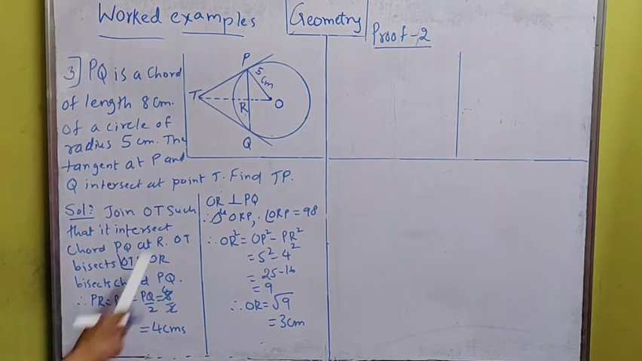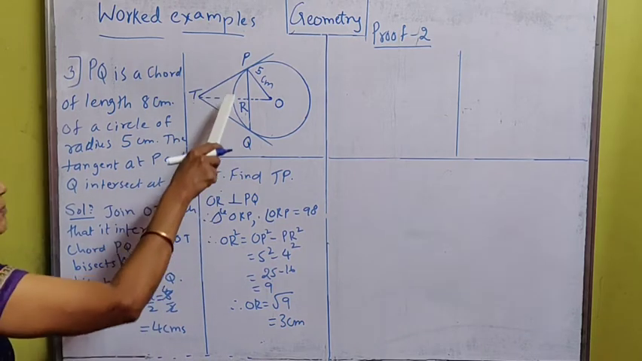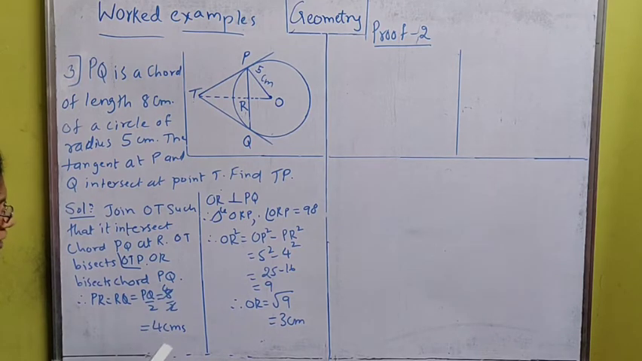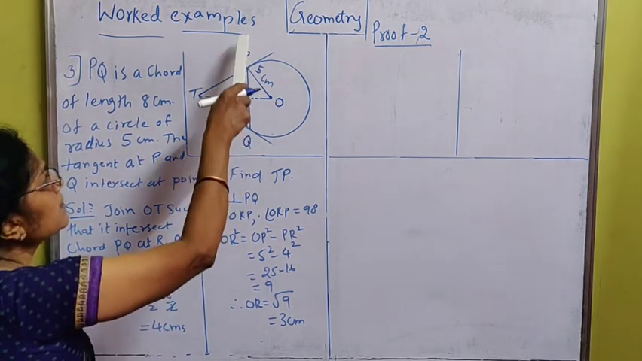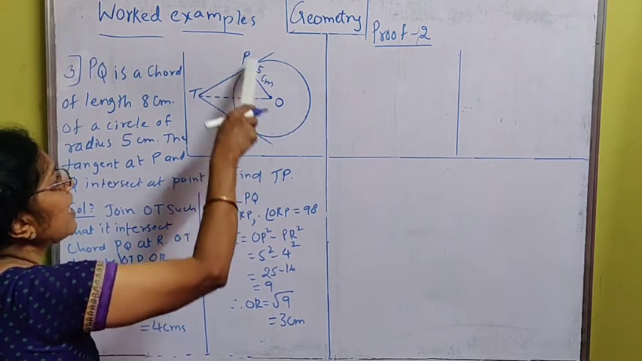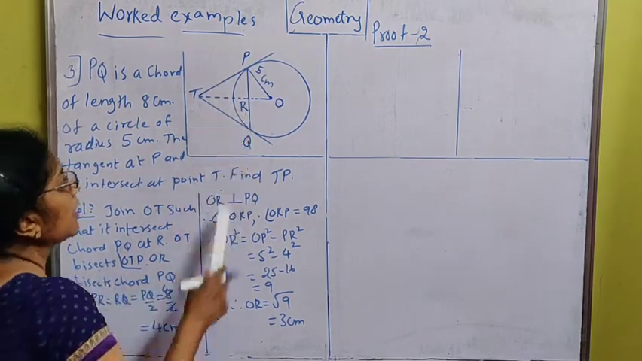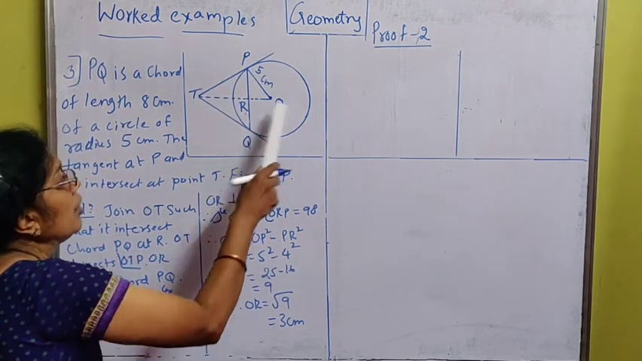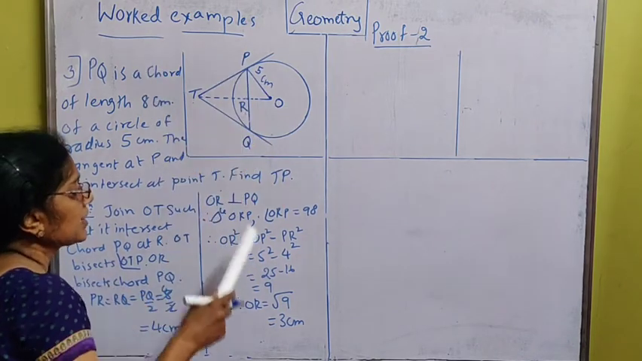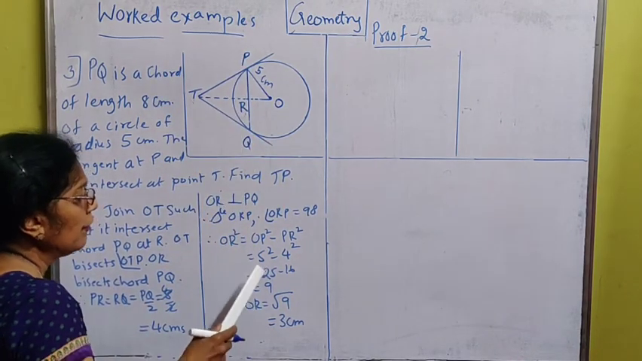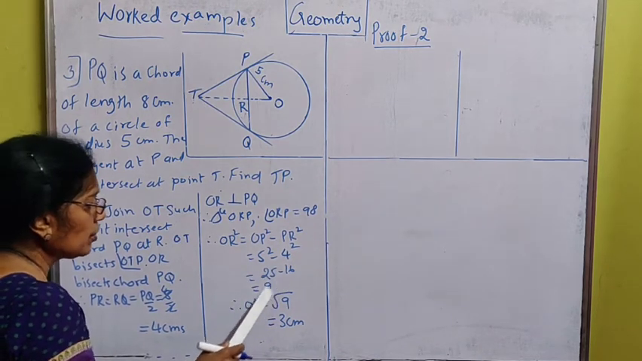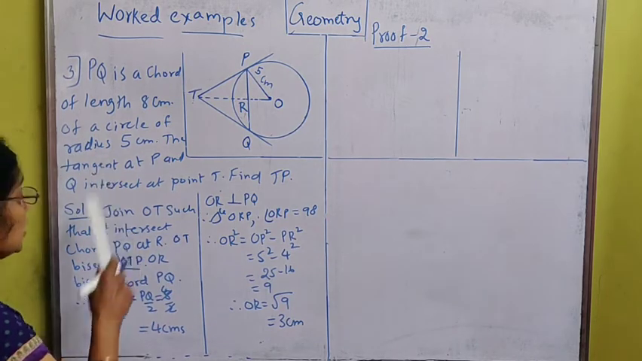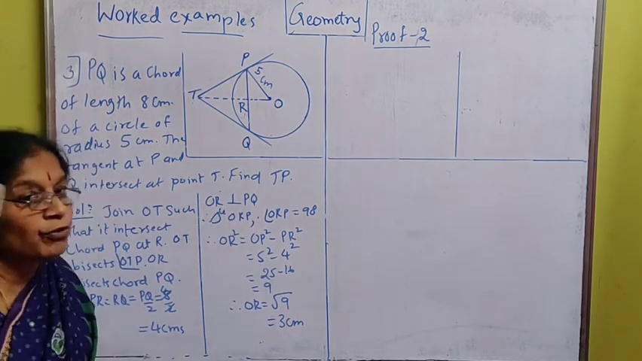If R is the midpoint of PQ, then PR and QR become equal. It will be equal to PQ by 2, which is 8 by 2, equal to 4 centimeters. Then OR is perpendicular to PQ, so we take triangle ORP. In triangle ORP, angle ORP is equal to 90 degrees. Using Pythagoras theorem, OR square is equal to OP square minus PR square, which is 5 square minus 4 square, equal to 25 minus 16, equal to 9. So OR is equal to root 9, equal to 3 centimeters. The solution till here will be the same for proof 2 also.